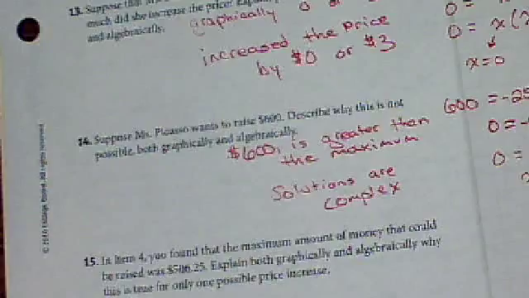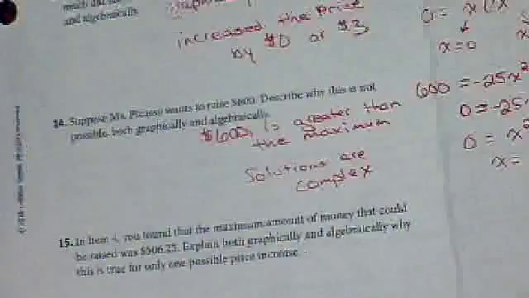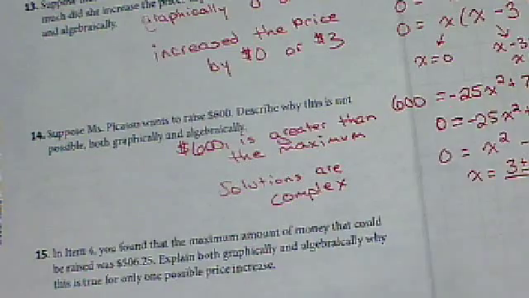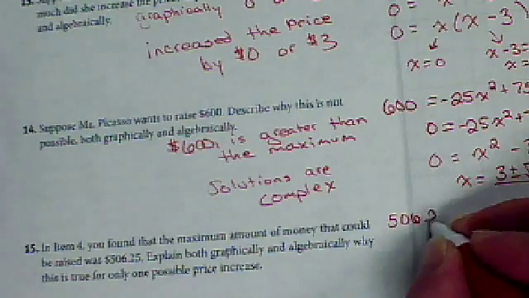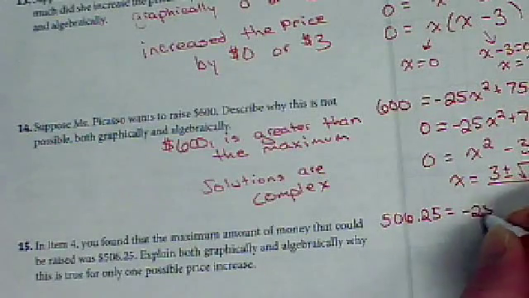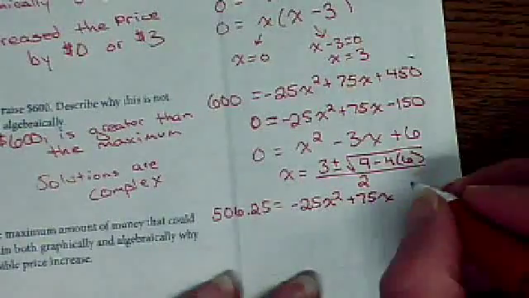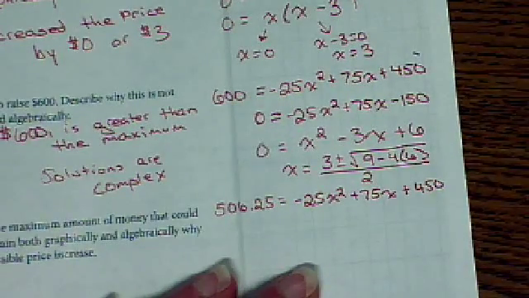Now, we could do the same thing to prove that the x value that gives us 506.25 is found the same way. You would set your function equal to 506.25 and then solve it. So let's see how that would work. 506.25 equals negative 25x squared plus 75x plus 450. I'm going to subtract 506.25.